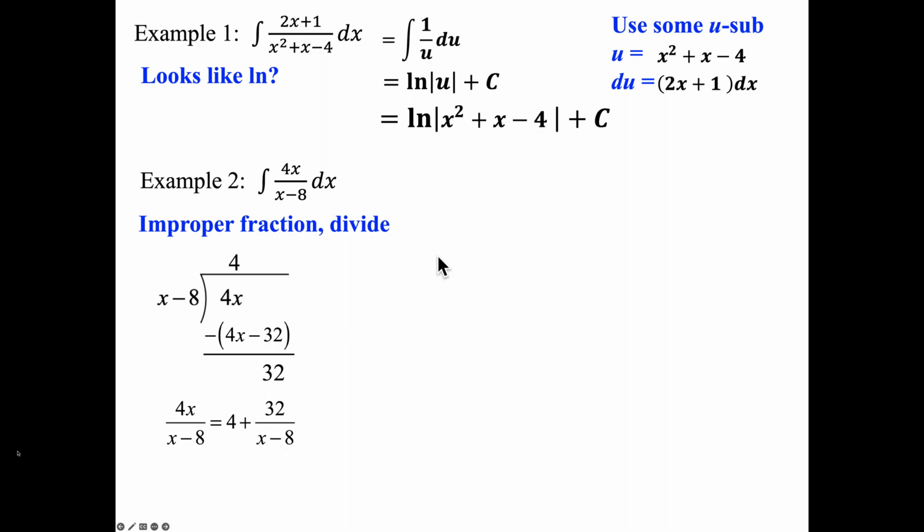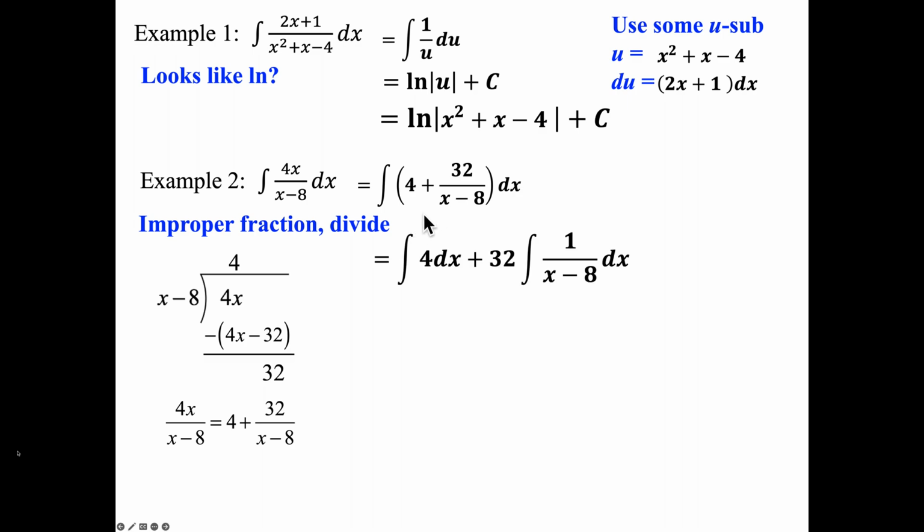So now we replace that in our integral, and then we can separate it into 2 separate integrals. Well, we can integrate 4, that's just going to be 4x. Factor out the 32 from the numerator, 1 over x minus 8. Now it's back to our natural log. So the derivative of x is just 1. We don't have to do a u sub. This would be the natural log of x minus 8 in your absolute value bars being multiplied by 32. Integrate the 4 to 4x and make sure you always add that constant.